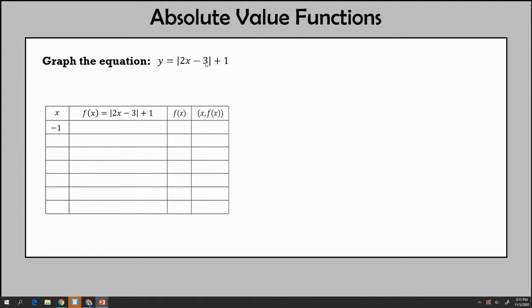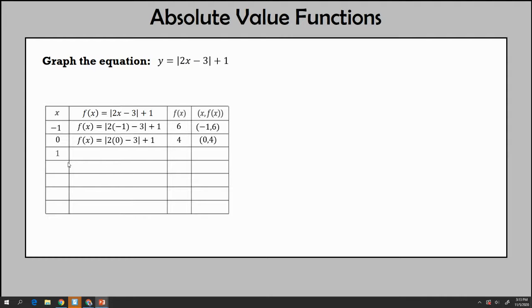Okay, I'm still going to make a table of values. So I'm going to put in -1. Okay, 2 times -1 is -2. -2 minus 3 is -5. Absolute value of -5 is 5, plus 1 is 6. So -1, 6. Put in 0. 2 times 0 is 0. Minus 3 is -3. Absolute value of -3 is 3, plus 1 is 4. So 0, 4.